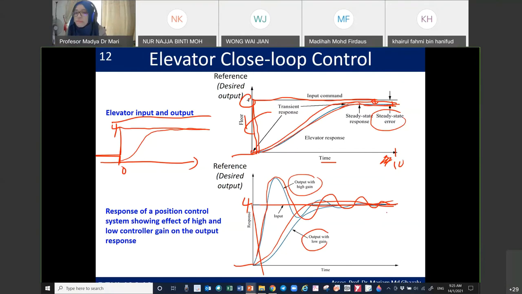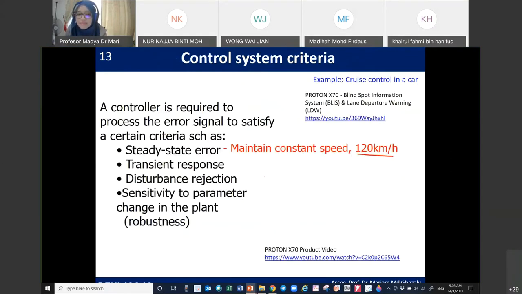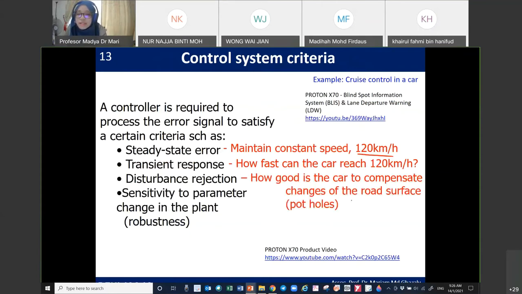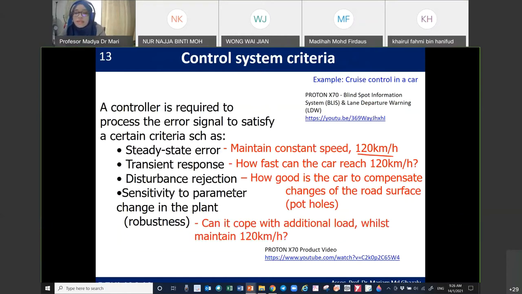So for an elevator, you do not want it to be very fast but with high overshoot. You want it to reach the reference slowly and steadily. And disturbance rejection: how good is a car at compensating for changes of road surface? In cars nowadays, you have disturbance rejection, meaning that if there is a pothole, you want the car not to have a bumpy ride. And robustness: can it cope with additional load while maintaining 120 km/h, for example.